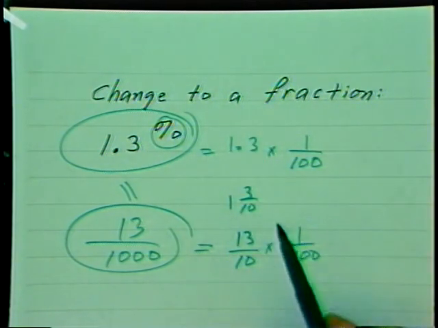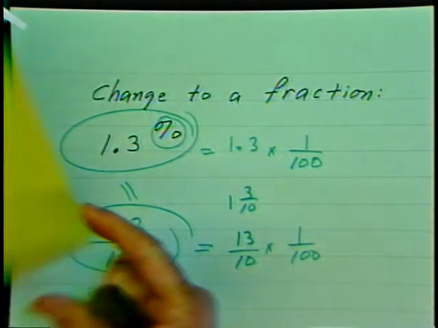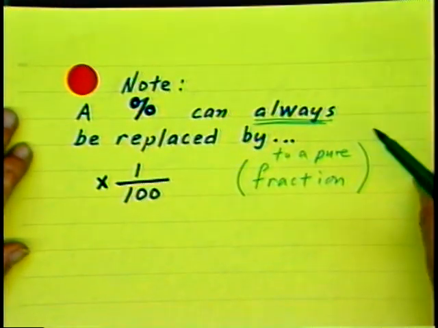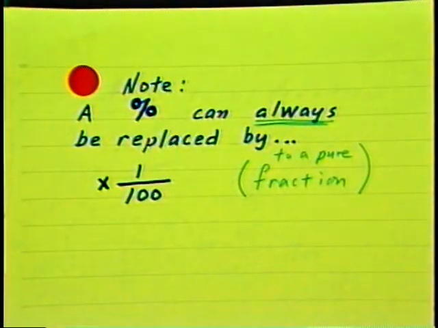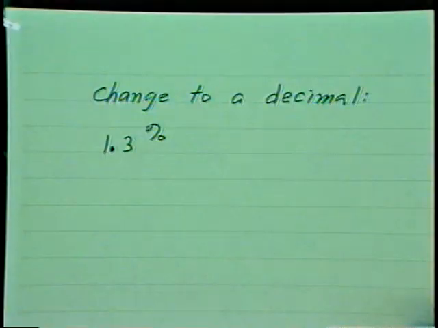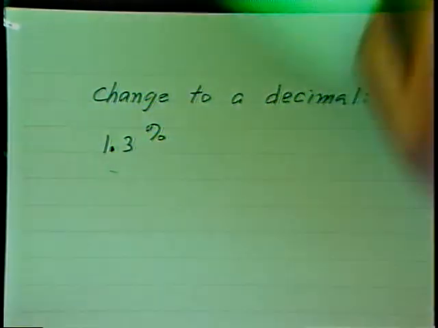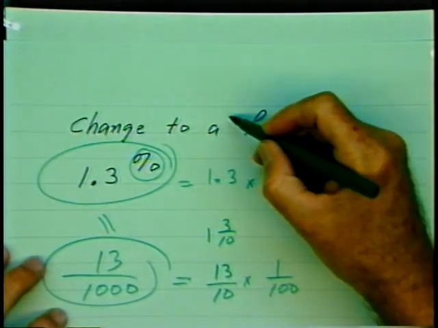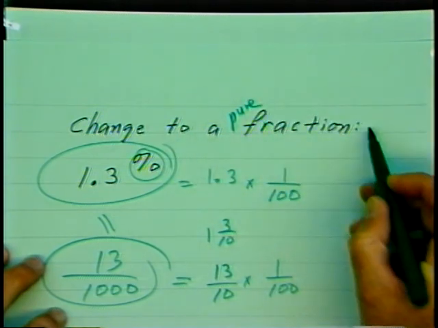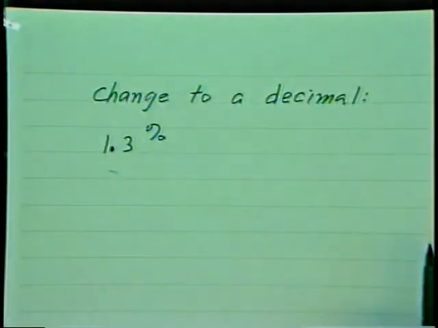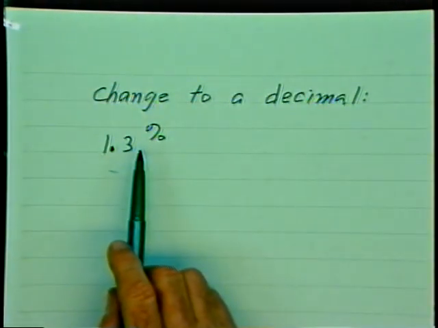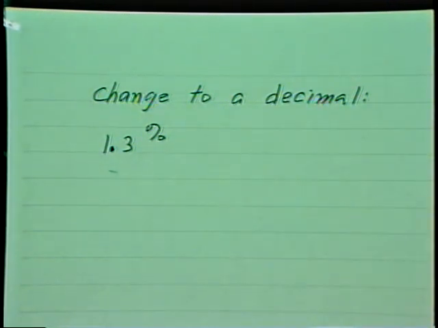Now let's use this fact right here in a slightly different form to show that it also explains problems we've done in previous lessons. This is the same percent we had in a previous problem, but instead of changing it to a pure fraction, we now want to change that percent to a decimal. In fact, a pure decimal.